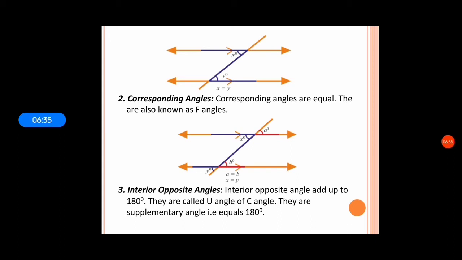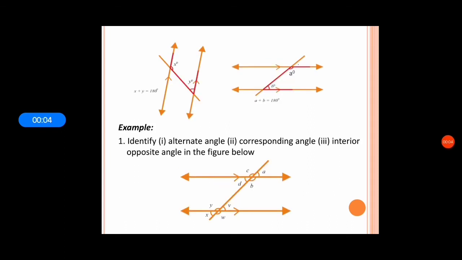Let me go back. Our alternate angle is called Z angle and they are equal. Corresponding angles, we call it F angle and they are equal. Then co-interior angles or interior opposite angles are supplementary angles. They are angle U and angle C in the shape that you see when you see the diagram. So our co-interior angles or interior opposite angles give us U shape and C shape.